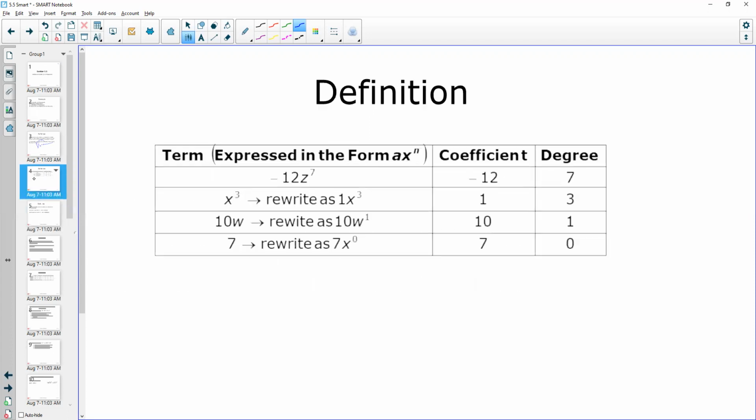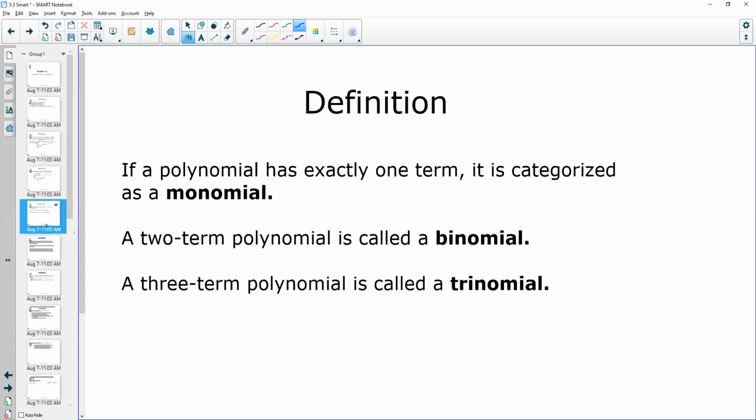Before I move on, when it's just a 7 by itself, it's called a constant term. Typically, we put those at the end of the list. So a polynomial that has one term is called a monomial, mono meaning 1. A 2 term polynomial is a binomial, and a 3 term polynomial is a trinomial. Anything more than that is simply a polynomial.